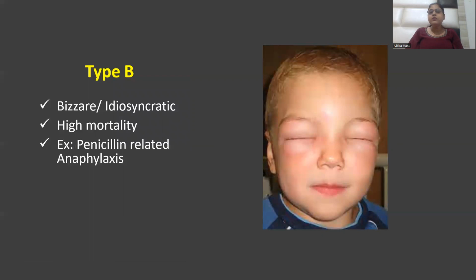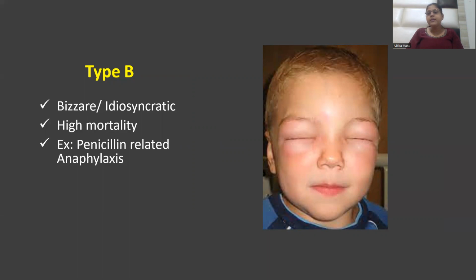Bizarre or idiosyncratic has higher mortality. It is according to the genetic makeup of individuals. It depends genetically. It doesn't depend upon any pharmacological action. It is bizarre or idiosyncratic depending upon the genetic makeup of the individuals. It has inter-individual variations. Like penicillin, some persons are sensitive to penicillin. There can be drug sensitivity to penicillins. So penicillin is related to anaphylaxis.